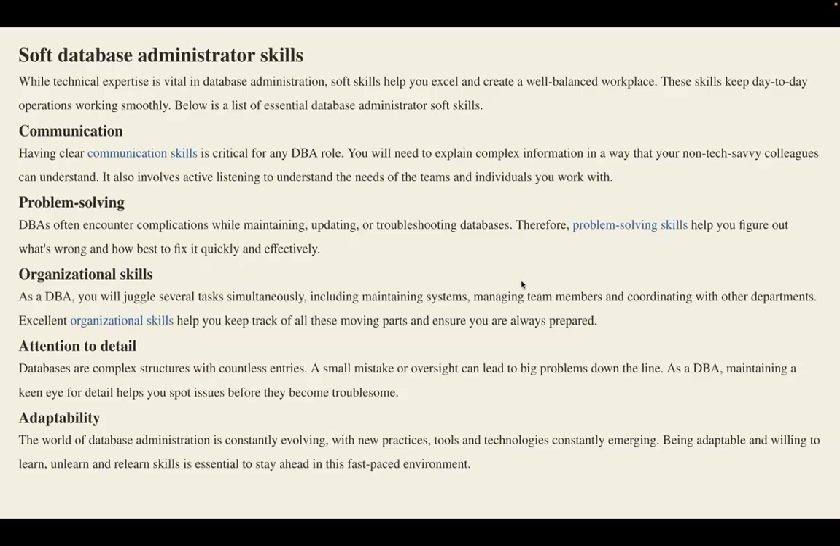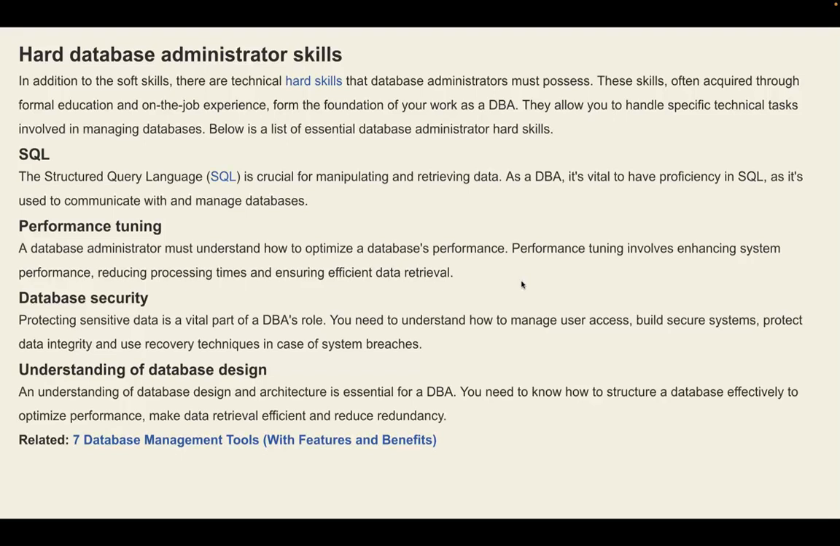But on the hard side, it gets more technological, like SQL, the Structured Query Language, performance tuning, database security, and understanding of database design overall. It's the more hard side. That's why they say you need hard and soft, because you need to have, in my opinion, a well balance between tech knowledge and having good communication and being an asset to the actual environment in a structured workplace.